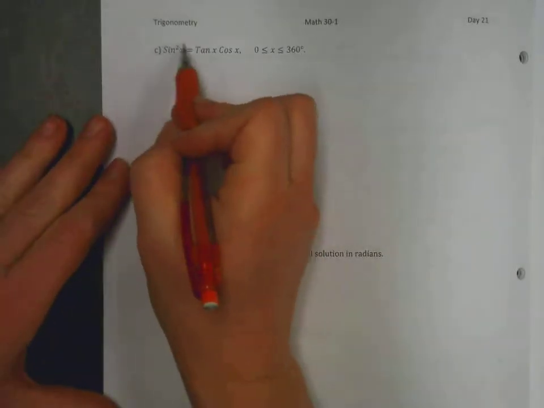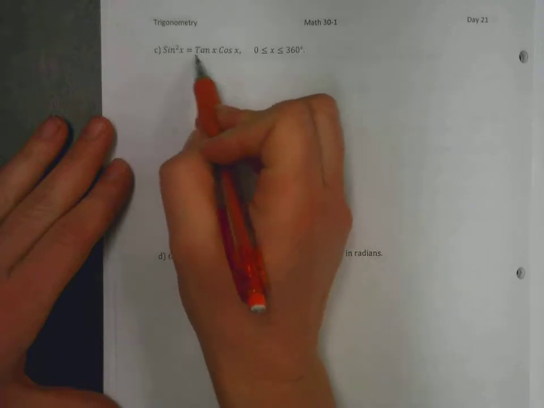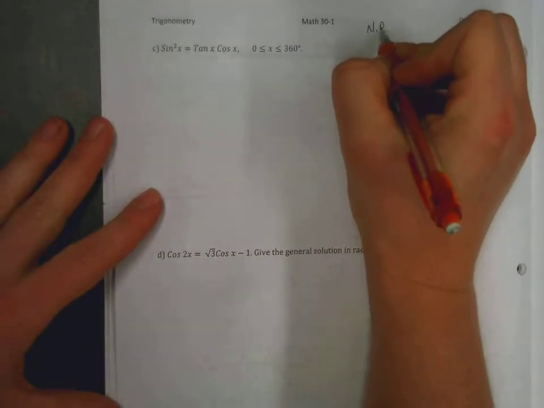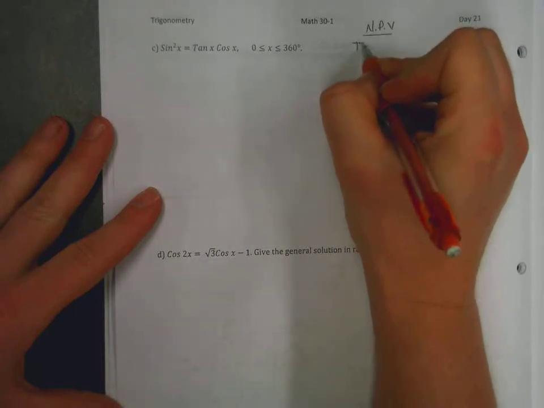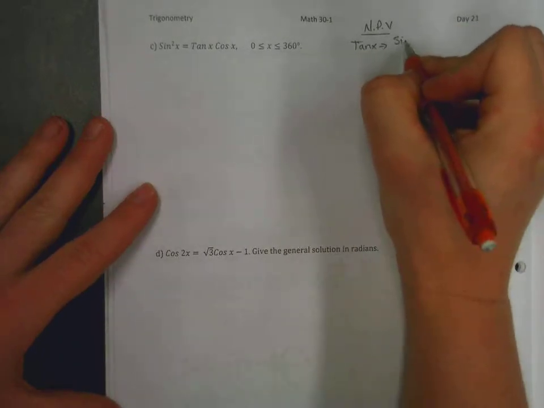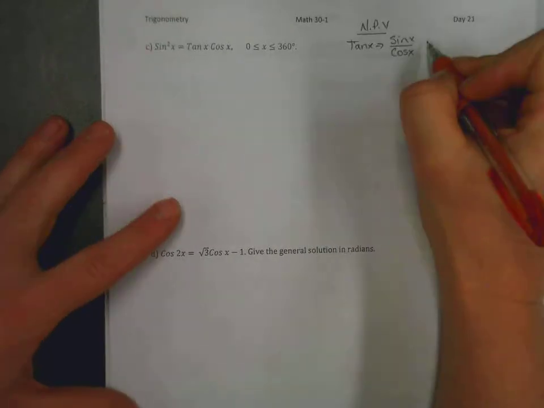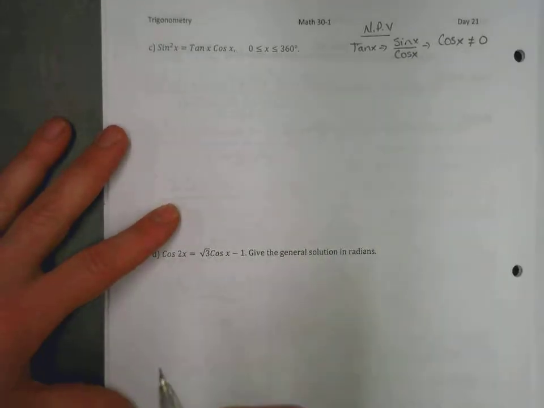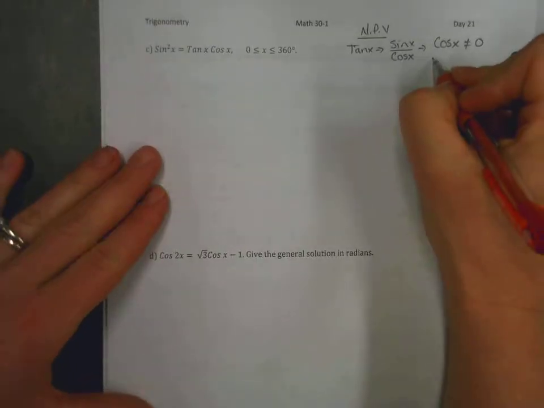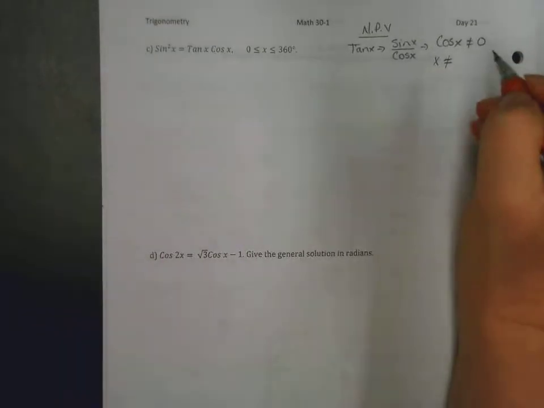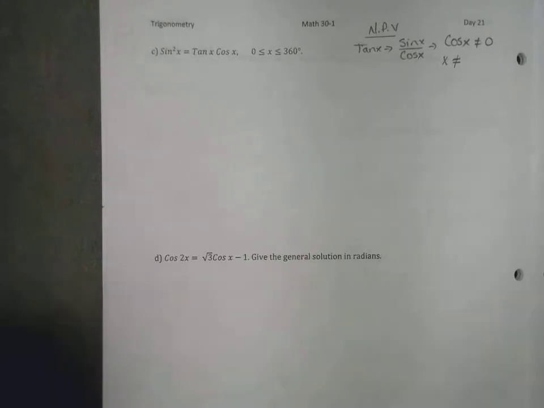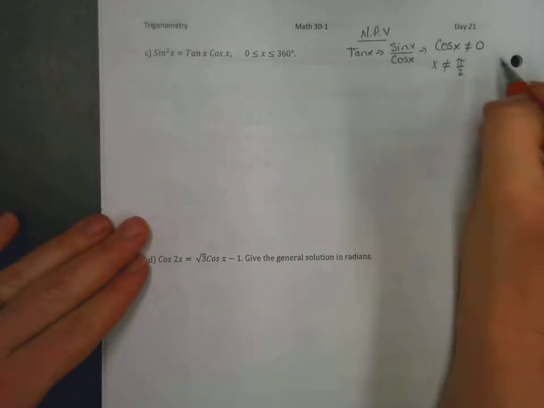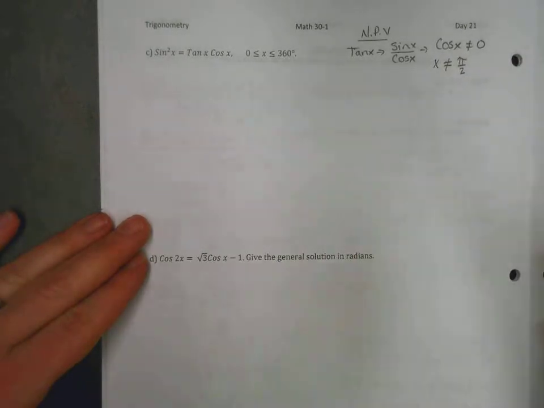We also, in this case, would have to talk about non-permissible values. So before we start, we wouldn't have any non-permissible values for sine or cos, but we definitely do for tangent. So our non-permissible values: tangent is the same as sine over cos. So we know that cos of x cannot equal 0. So on our unit circle, when does cos of x equal 0? Well, that would be at pi over 2 and 3 pi over 2, and then every pi after that.